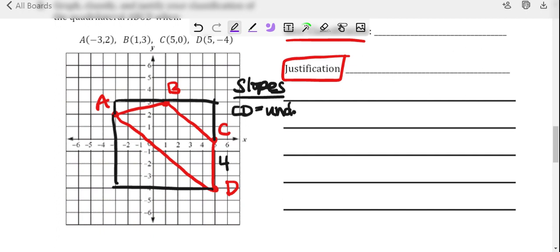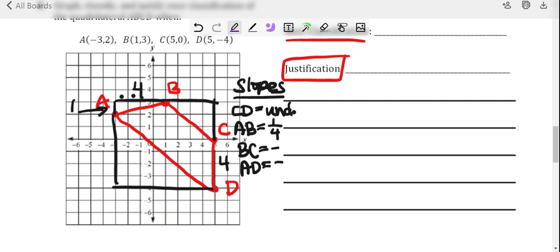For, let's see, for A to B, that one looks like it is up 1 over 1, 2, 3, 4. Oh, up 1 over 4. So up 1 over 4, nice and positive. B to C looks like it's a negative slope, as well as A to D looks like it's a negative slope.